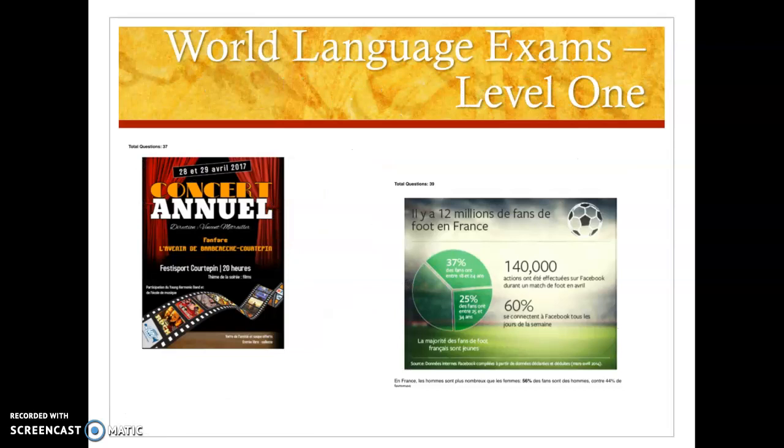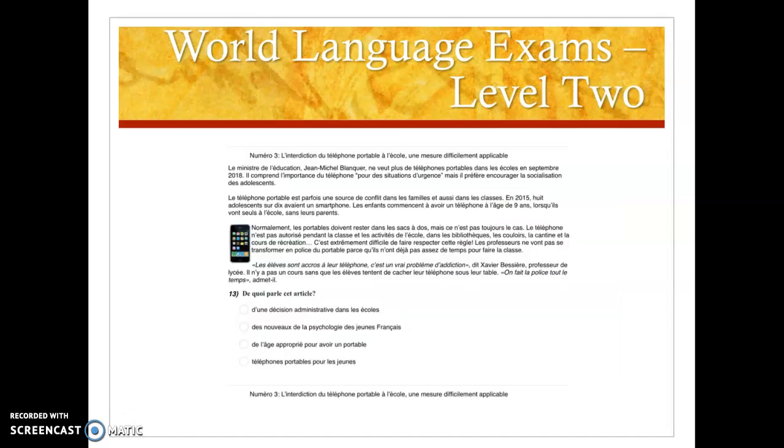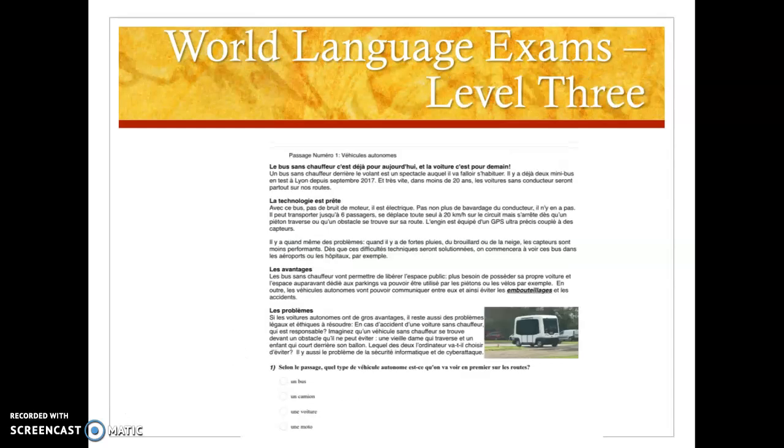Here's a little bit of example of the world language exams. Level 1, if you notice, they're kind of focused on short answer. They use a lot of diagrams and infographics. Level 2, the level of difficulty gets a little bit more challenging. The paragraphs are a little bit longer. There's more vocabulary structures. And then in level 3, it's more complicated, more advanced grammatical structures, more advanced vocabulary. So that's an example of the 3 levels.